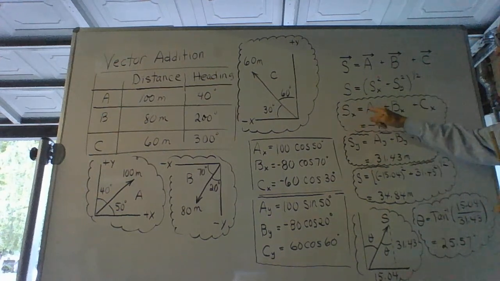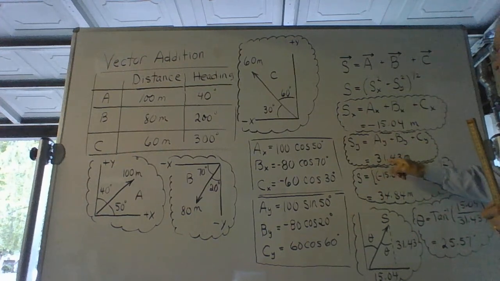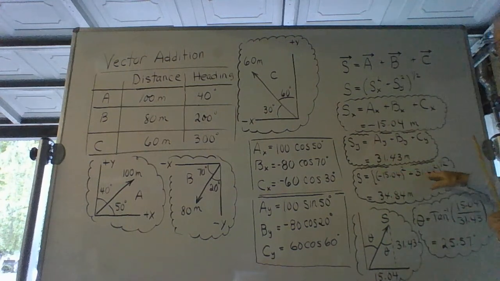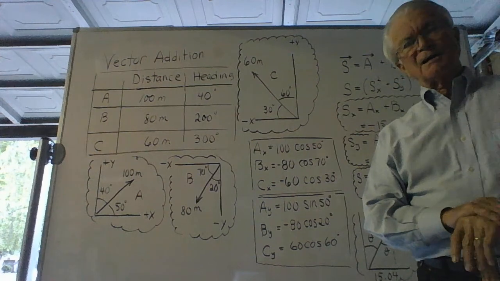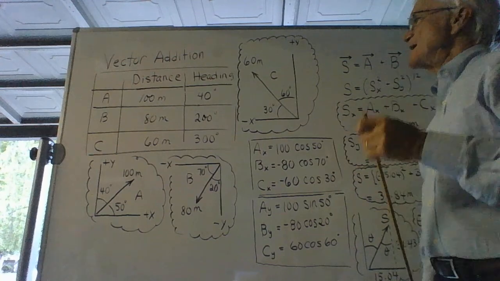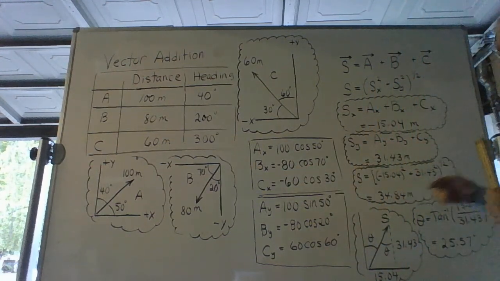S sub x is the sum of the three separate x components, which I work out to be negative 15.04 meters. S sub y I find to be 31.43. You need to square each of those numbers, add them together, take the square root, and this is what I get. Final result for the distance from the starting point to the final position after the third displacement is undertaken, 34.84 meters.